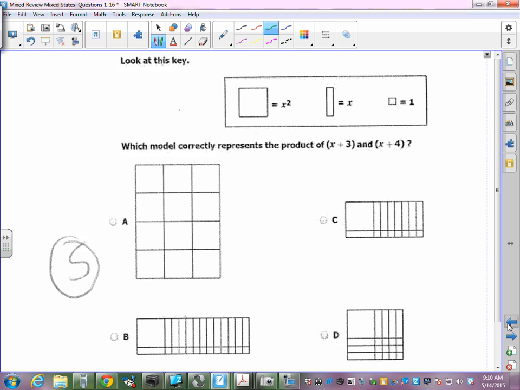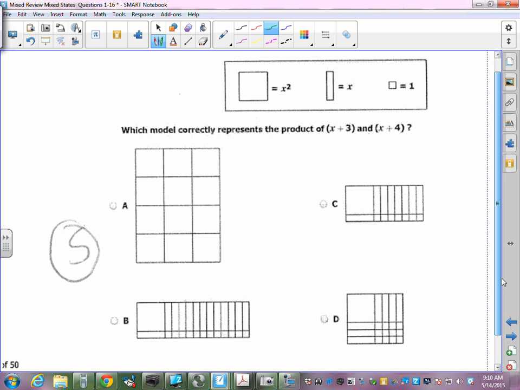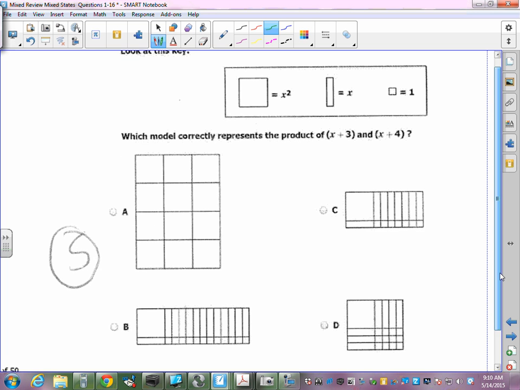Okay. All right, this next one. It says which model correctly represents this product? You have to remember how algebra tiles work. Remember that was an x squared, that was an x, and that was a 1. So I think I'm just going to multiply those and see what I get. We're going to use our FOIL method.